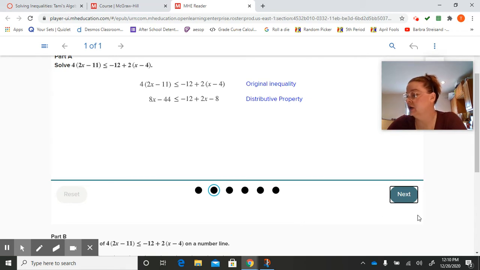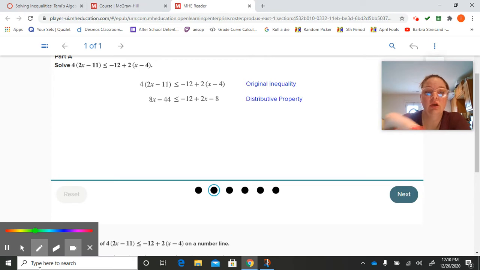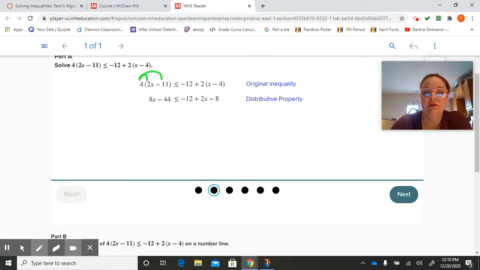So we're going to take our 4 and we're going to distribute it into this parentheses here, giving us 8x plus, minus 44. And we take our 2 and distribute it here, giving us 2x minus 8.